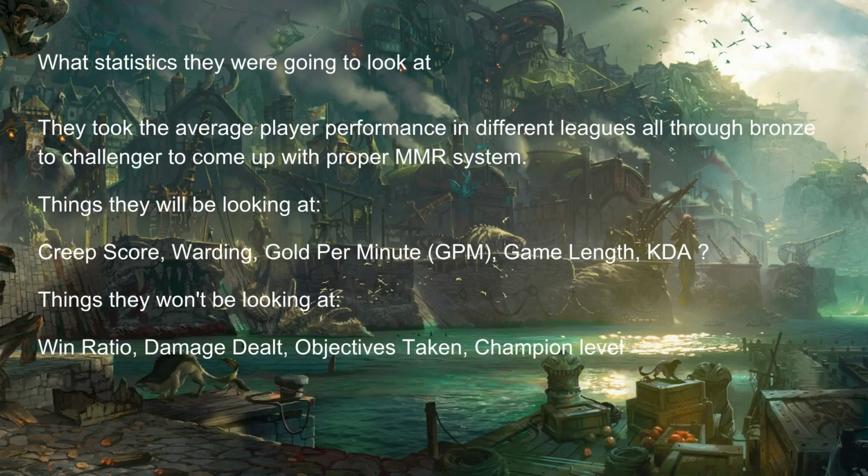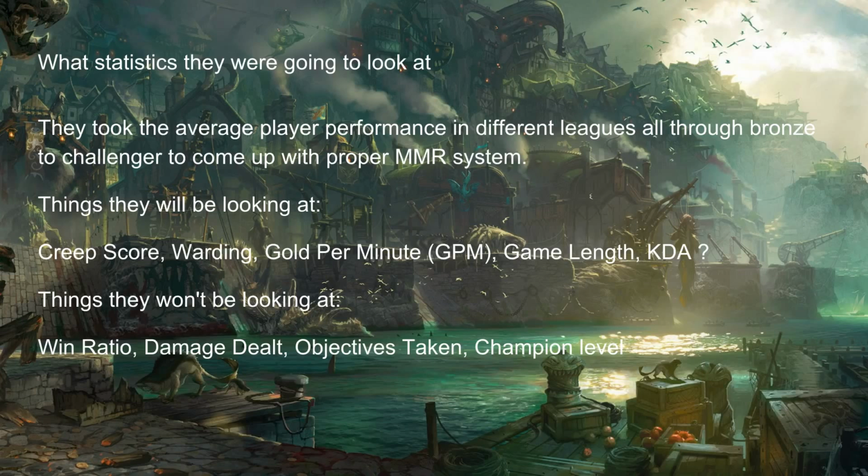Now, people have been asking me, okay, so FlexQ, right? What are they going to look at? Because I've been trying to explain it to them. So this slide will give you an overview of what I think it is. They probably will be taking the average player performance in the different leagues, all the way from Bronze to Challenger, to come up with a proper MMR system.